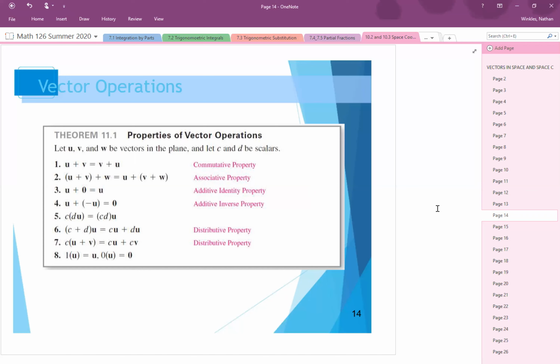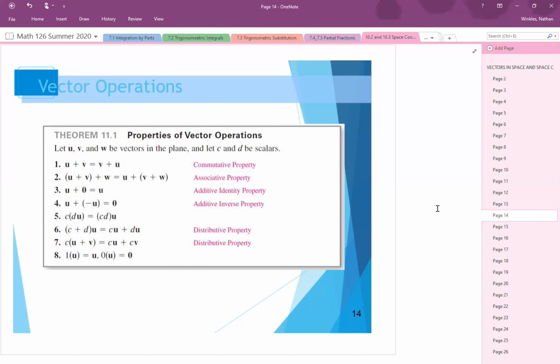c(du) = (cd)u. That's our scalar multiple property. (c + d)u = cu + du, so you can always multiply it out with the distributive property. c(u + v) = cu + cv for our distributive property.